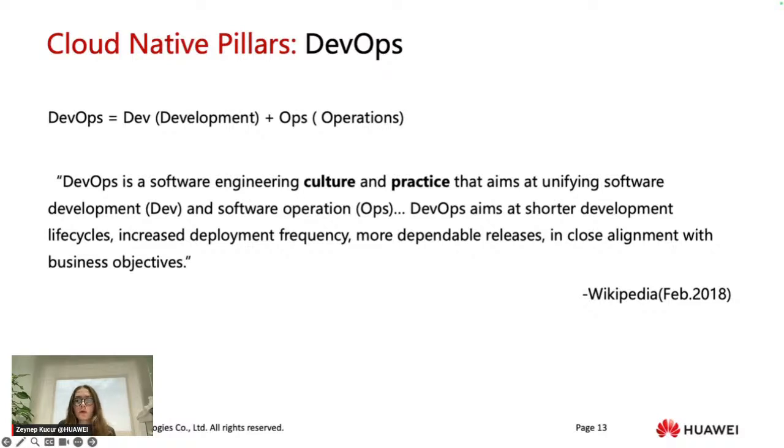What was Cloud Native all about? It was about being fast to deploy. So DevOps is a culture and a set of practices that aim to unify software development and operations. By doing this, DevOps aims to shorten development life cycles, increase the frequency of deployments, and produce more dependable releases. All of this is done with the goal of aligning closely with business objectives.